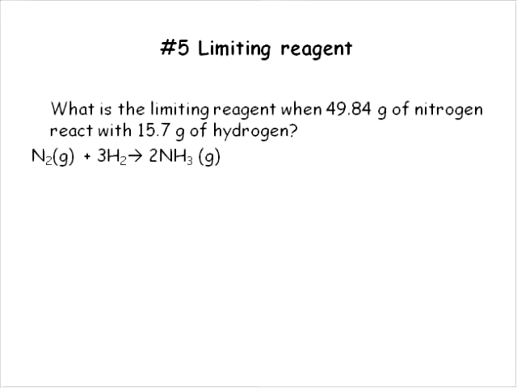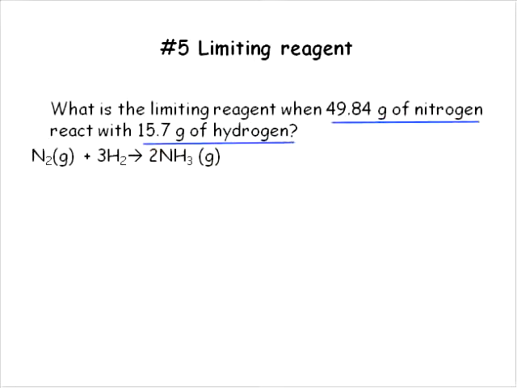Moving on to limiting reactants. Remember, limiting reactant, we have two reactants, and we want to see which one we're going to run out of first. We have two different quantities, but we're going to maybe run out of one before the other. So we have to determine which one we're going to have in excess, which one is going to be the limiting reactant. So what is the limiting reagent when we have 49.84 grams of nitrogen and 15.7 grams of hydrogen?